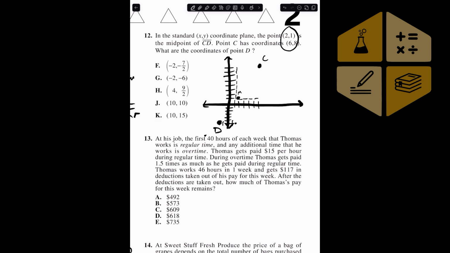So D is -2 on the x-axis. So I know it's going to be one of these 2 answer choice options, not any of these 3. And then down 1, 2, 3, 4, 5, 6. And that's how I know the answer is G, (-2, -6).